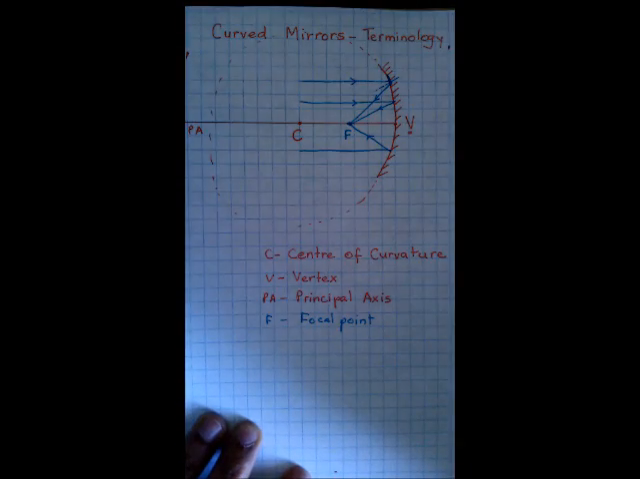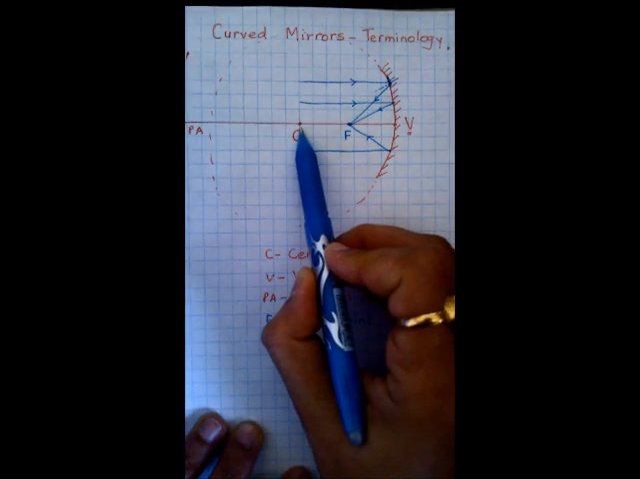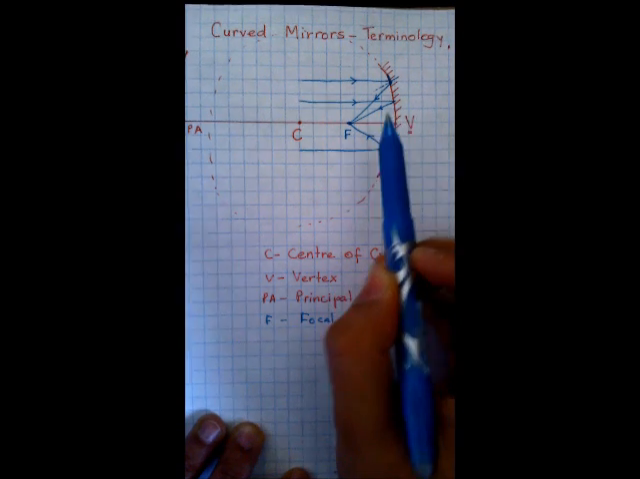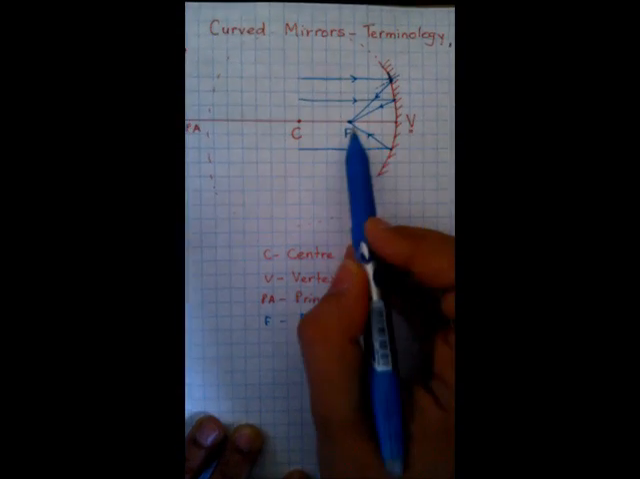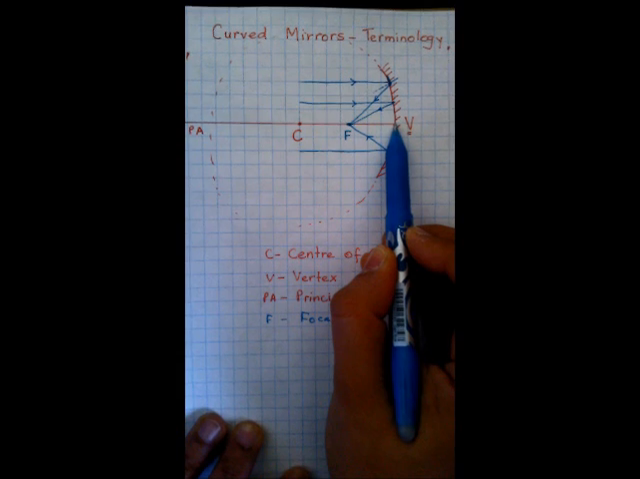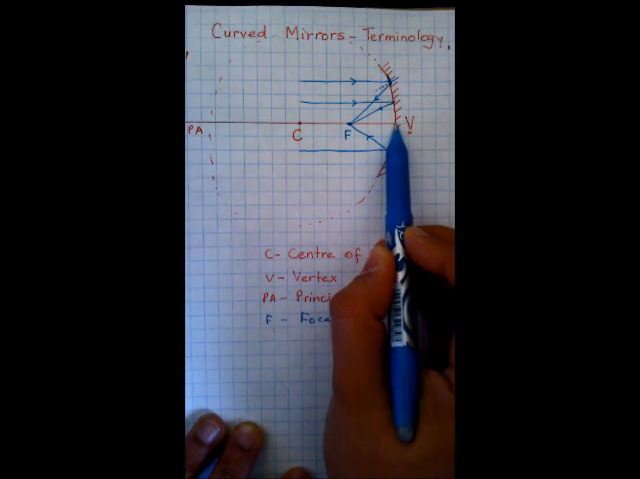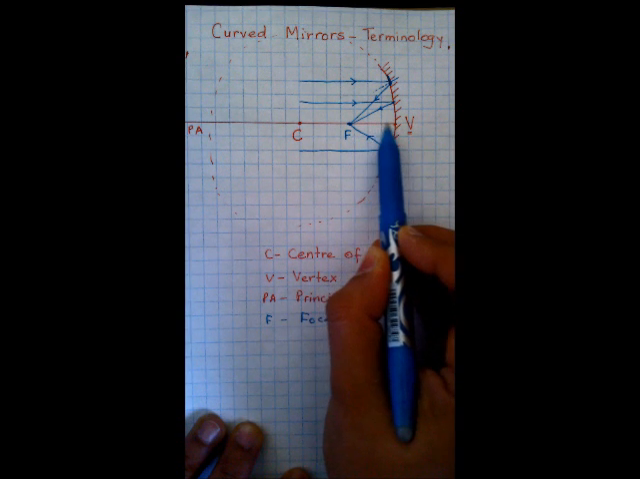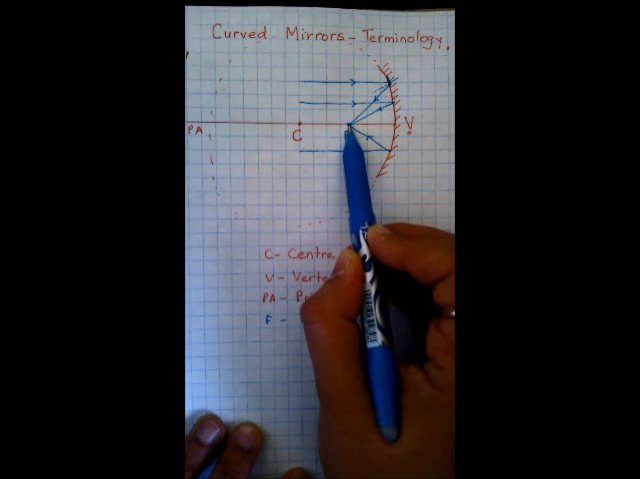Now there is an interesting relationship between these two distances, the distance between C and V and the distance between F and V. We will always find that the focal point is halfway through the distance between C and V. So if you take that distance, the middle point of that distance will actually be your focal point.